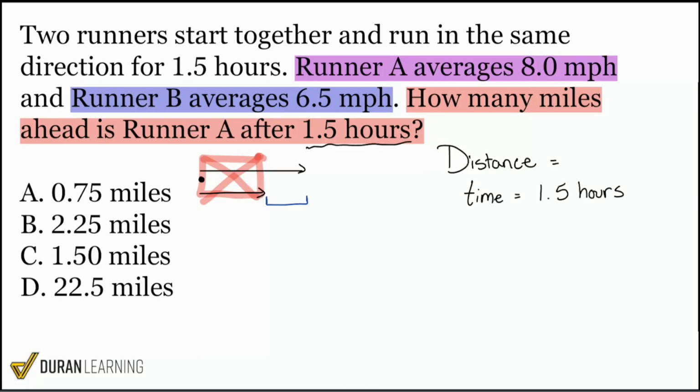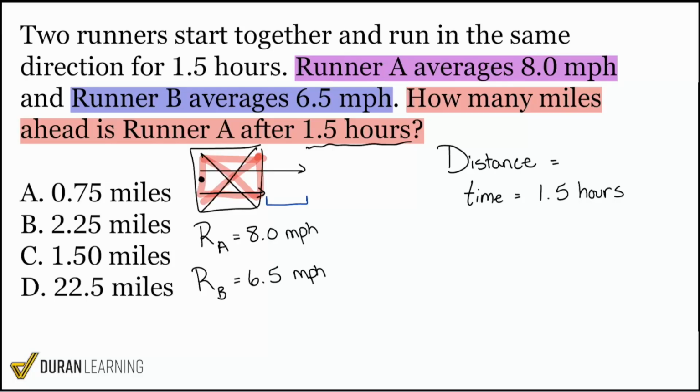So let's go ahead and get that done here. We have 8 miles an hour for runner A's rate right over there, 8.0 miles per hour. And then we have runner B, R with an underscore B, and that is going to be 6.5 miles an hour. And so we said again, we have overlap right here that we will subtract. So my party people, what is 8 minus 6.5? 8 minus 6.5 will give us what?